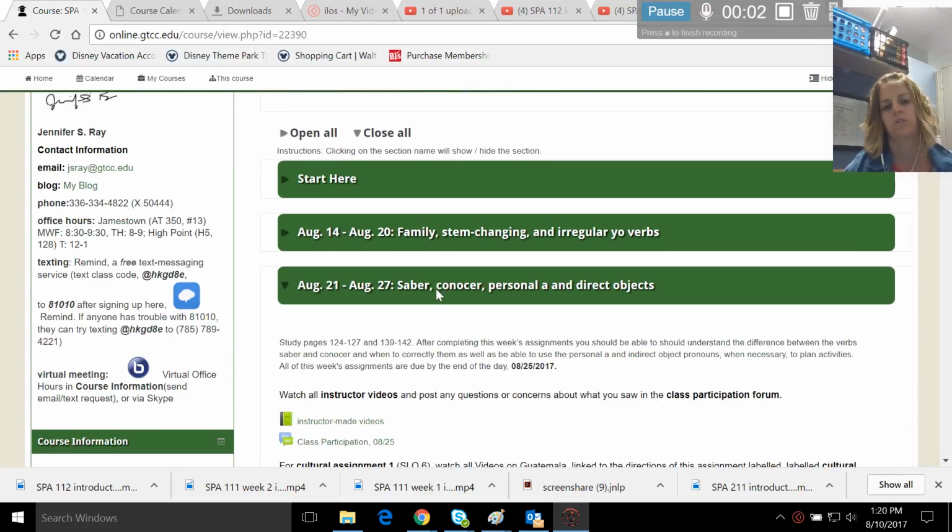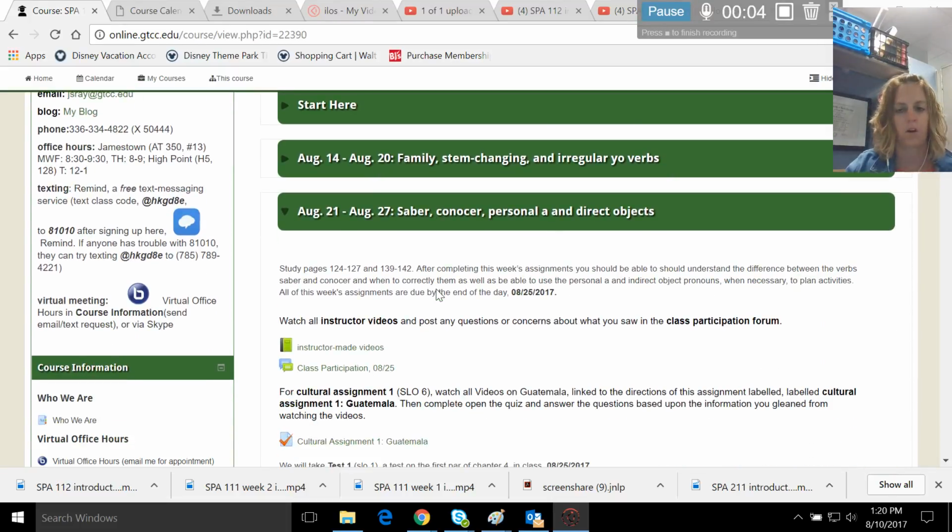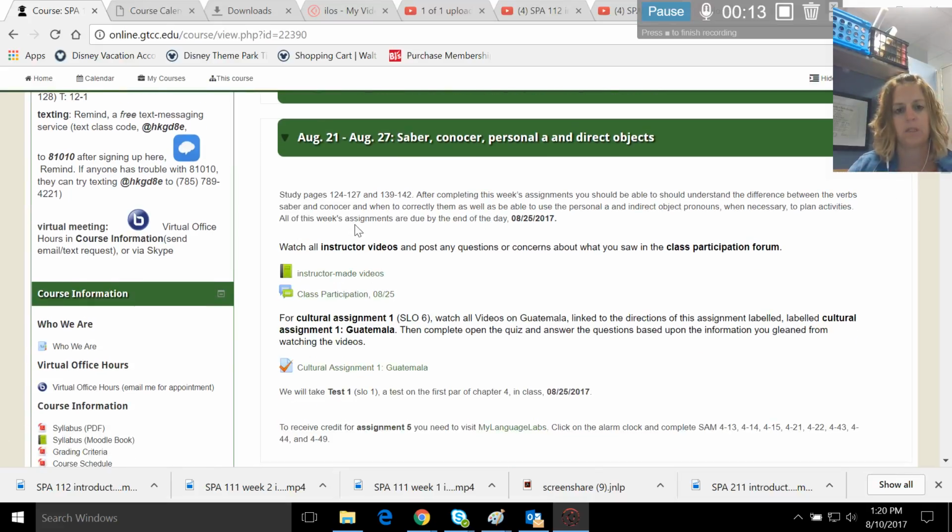Okay, so I'm going to go ahead and introduce week 2 to you. Week 2 is August the 21st through the 27th. We're going to be looking at saber, conocer, and the personal a and direct objects. The top is going to tell you what pages to study: pages 124 to 127 and 139 to 142.